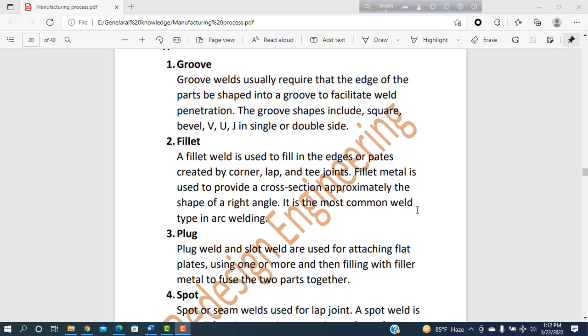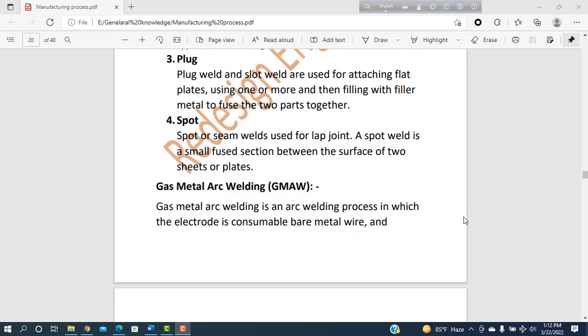Plug welding. Plug weld and slot weld are used for attaching flat plates using one or more holes and then filling with filler metal to fuse the two parts together. Spot weld. Spot or seam welds are used for lap joints. A spot weld is a small fused section between the surfaces of two sheets or plates.